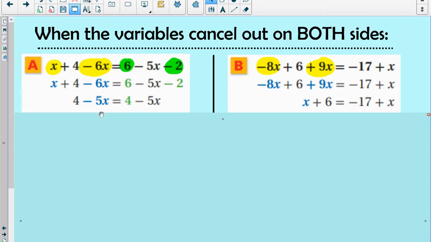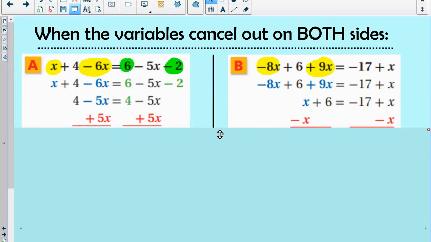So really look at that equation and what it's saying. 4 minus 5x is equal to 4 minus 5x. Seems pretty clear. They should be equal because they're exactly the same. In example B, when we combine our like terms, negative 8x plus 9x would be positive 1x, since negative 8 plus 9 is 1. So we have x plus 6 equals negative 17 plus x. Obviously, those look very different. They don't look exactly the same like example A.